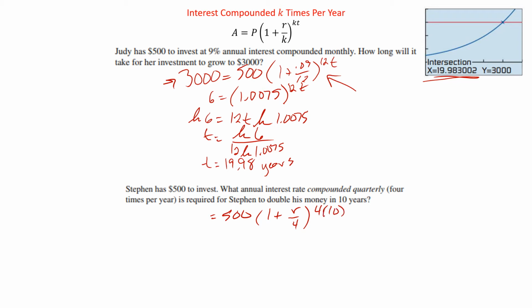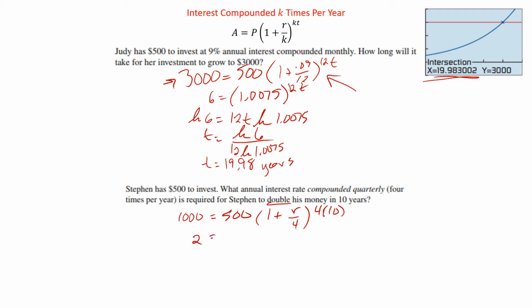But now we need the amount. What amount will he have? Well, he wants to double. He starts out with 500, so he'll end up with 1,000. All right, how do we solve for this? We're going to solve for this similarly to what we did last time. Our first step is we're going to divide.